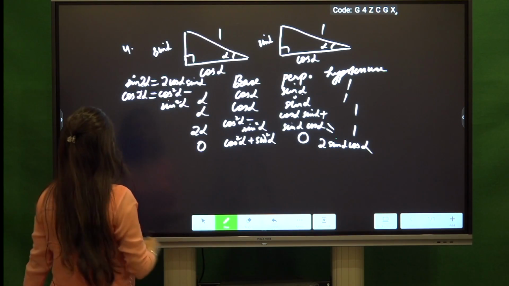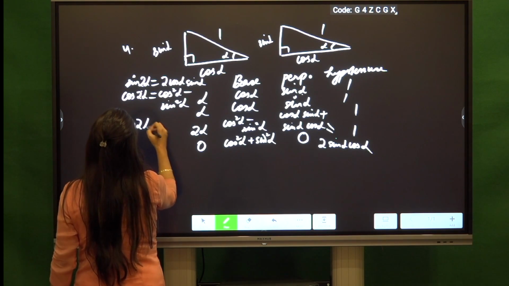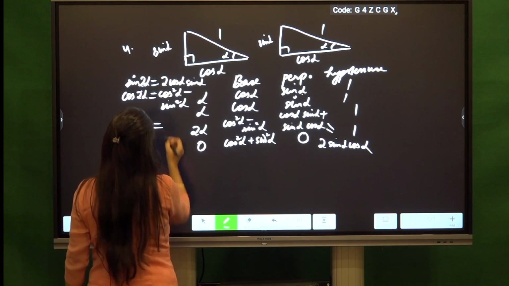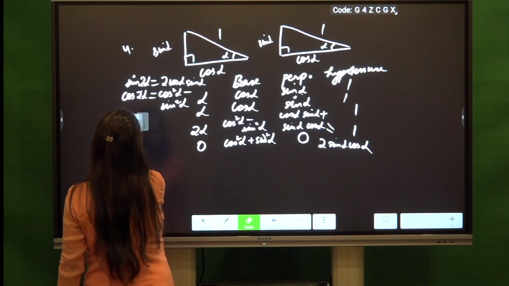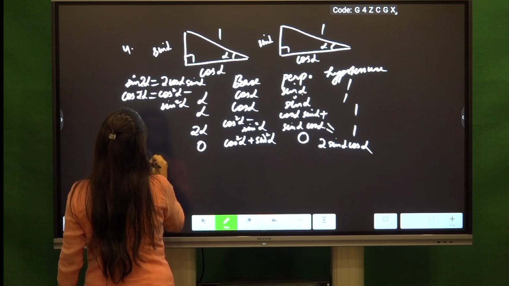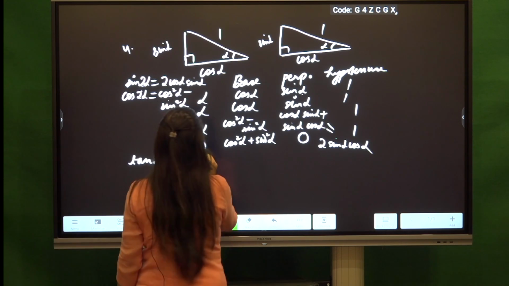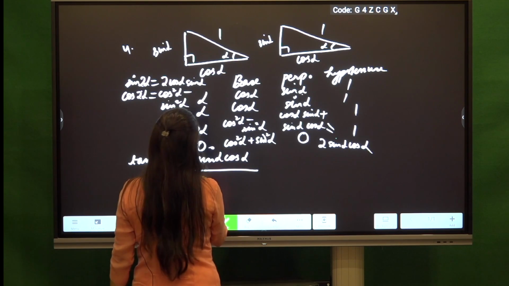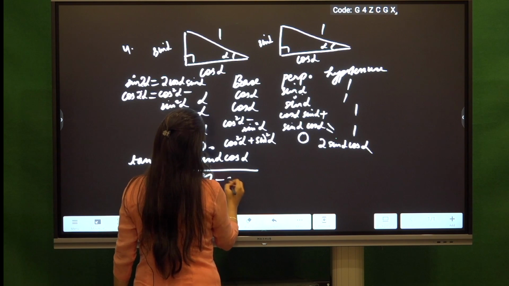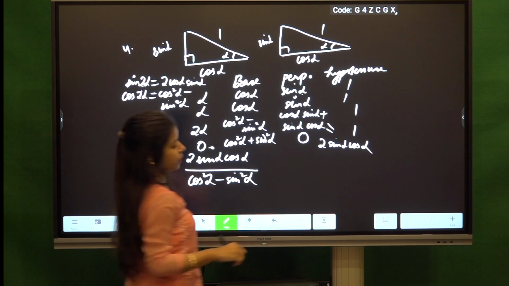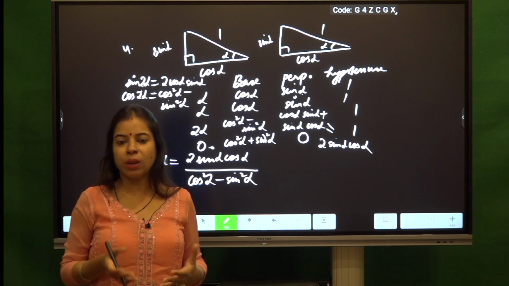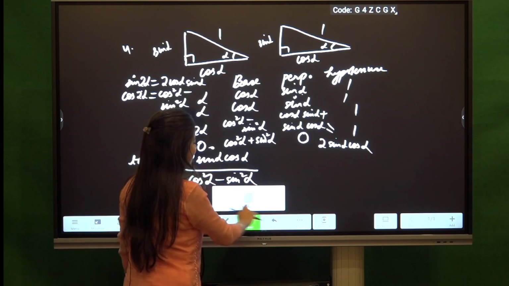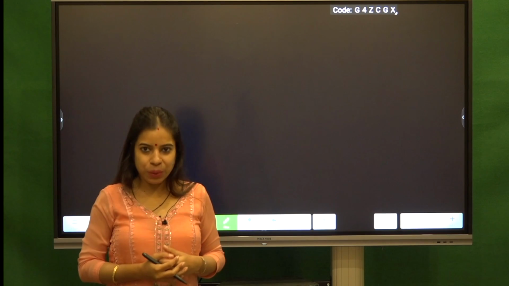And for finding out tan 2 alpha, so these are basically your half angle formulas. So this will be perpendicular. So let me write this here. So this is tan 2 alpha is perpendicular, which is 2 sin alpha cos alpha upon base, cos square alpha minus sin square alpha. So in this manner we can find out the formulas, half angle formulas as well. Okay. So this is interesting.